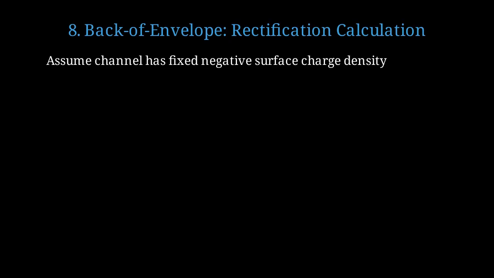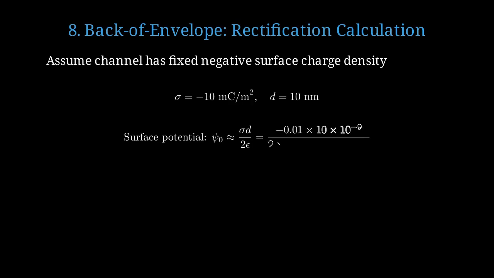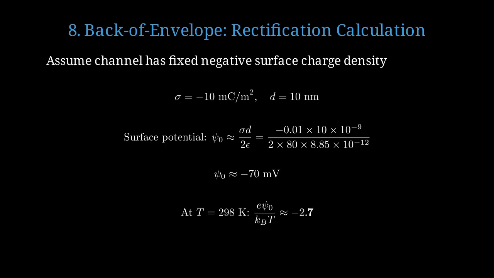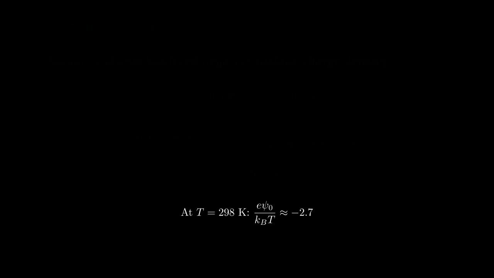Assume our nanochannel has a fixed negative surface charge density. Surface charge density is negative 10 millicoulombs per square meter, and channel diameter is 10 nanometers. The surface potential is approximately sigma times d over 2 epsilon. This gives us a surface potential of approximately negative 70 millivolts. At room temperature, the dimensionless potential e psi 0 over kBT is about negative 2.7.